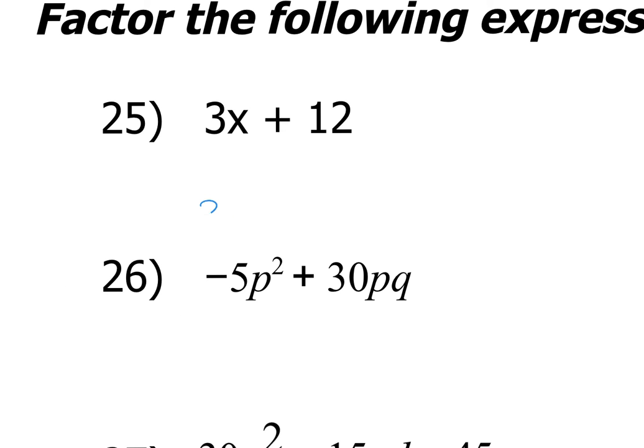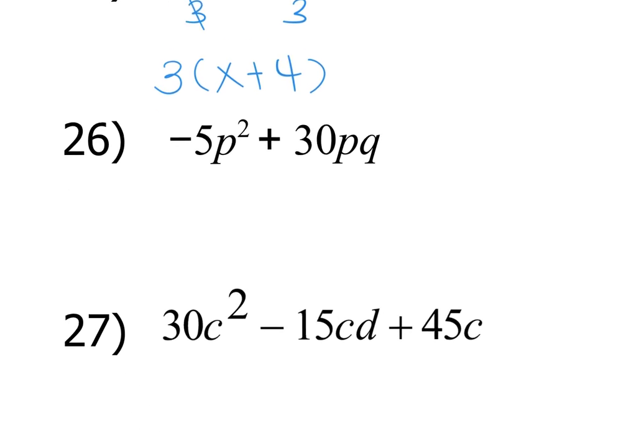For number 25, we'll want to factor out the GCF of 3. And so if we just divide by 3, we'll be left with x plus 4. And so that would be the factored form for number 25.